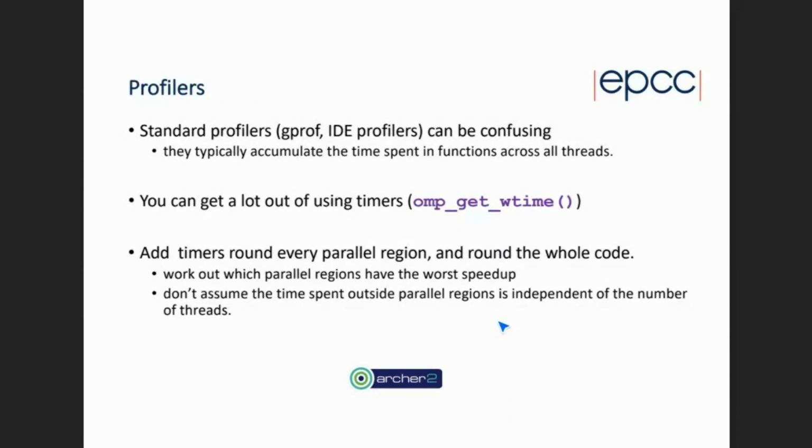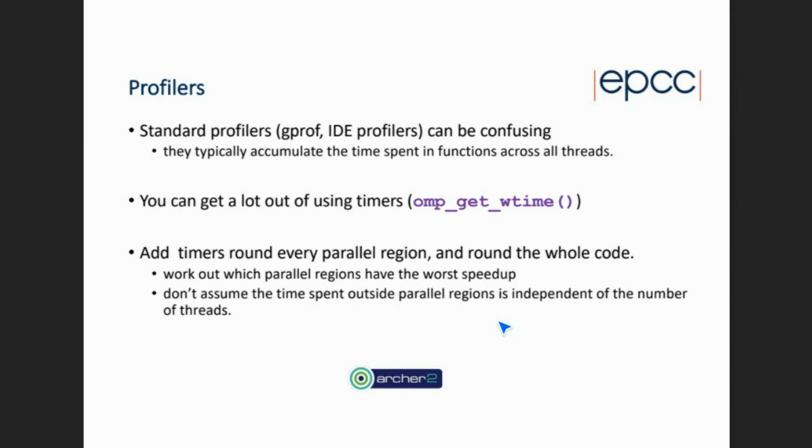Now, profilers. For OpenMP code, standard profilers can be pretty confusing because typically what they report is the time spent in functions accumulated across all the threads. They don't give you per thread information, and they don't necessarily tell you the spread of values. They just give you an accumulated time, and they don't tell you whether some threads are spending more or less time in a particular piece of code.